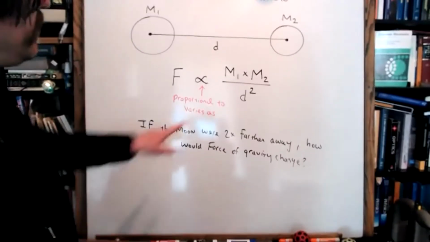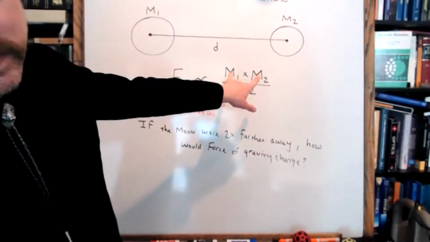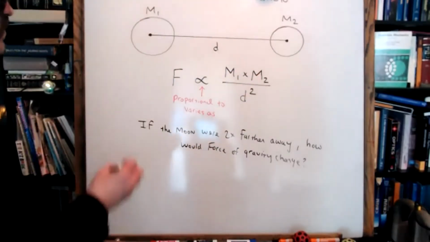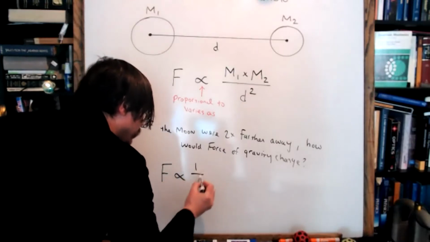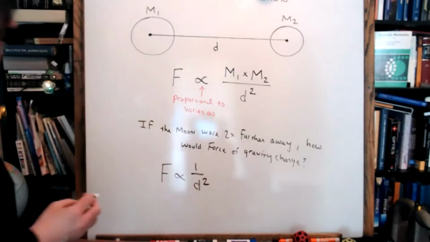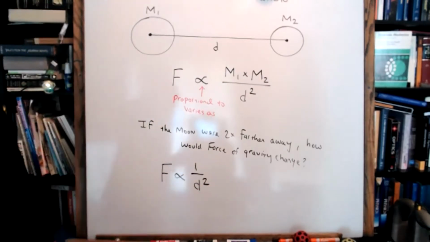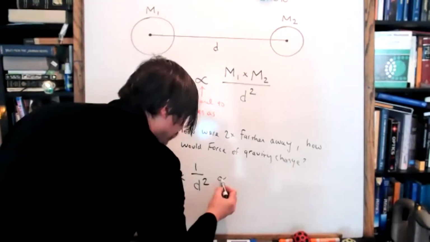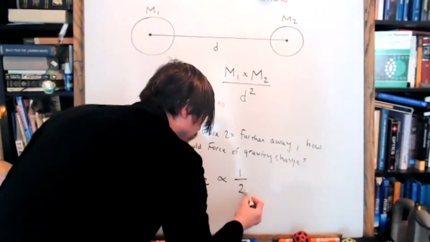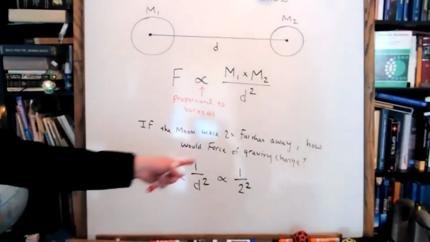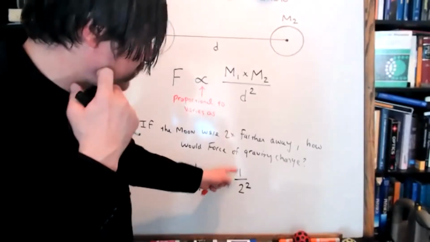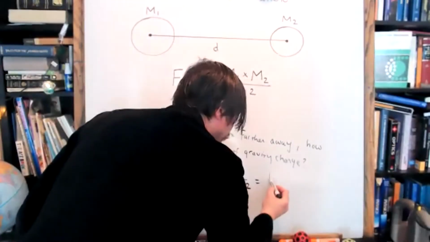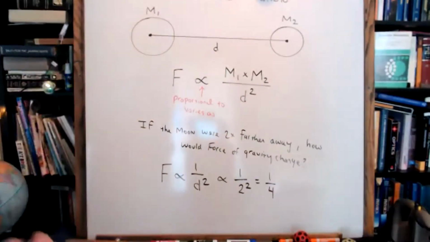To answer that question, I would recognize that we're not changing the mass of Earth or the moon. We're only changing the distance. So I would rewrite the proportionality symbol as the force of gravity is proportional to 1 over the distance squared. And that means the force of gravity here is only going to vary as the distance varies. And then I would substitute in for the distance a factor of 2. In other words, the distance is varying by a factor of 2. So the force is going to change by a factor of 1 over 2 squared. 1 over 2 squared is 1/4.